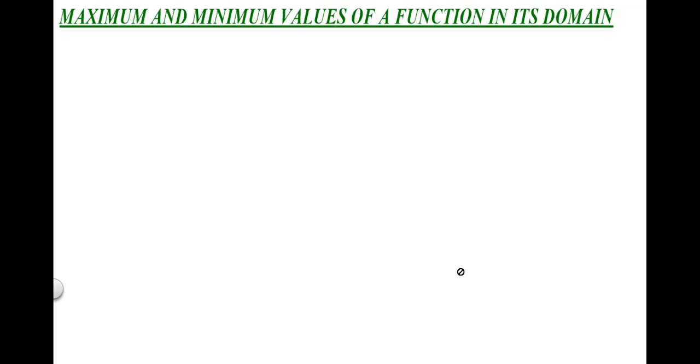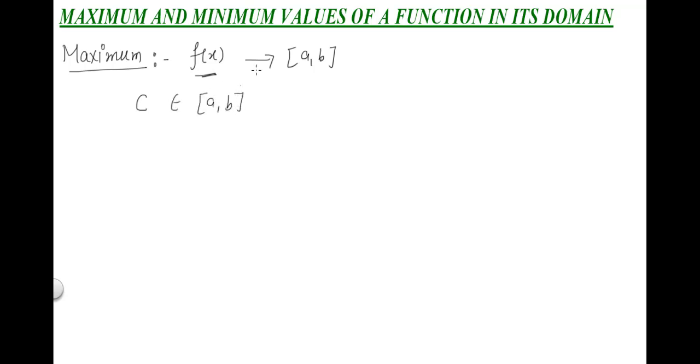Now to understand maximum first, we will assume a real function f of x, and suppose it is defined in the interval a comma b. Function f of x is defined on this closed interval a and b, where a and b are included. Then f of x is said to have the maximum value in this interval if there exists a point c in this interval only, c belongs to the interval a comma b, such that f of x is less than or equal to f of c for all the values of x that lie between these two values.